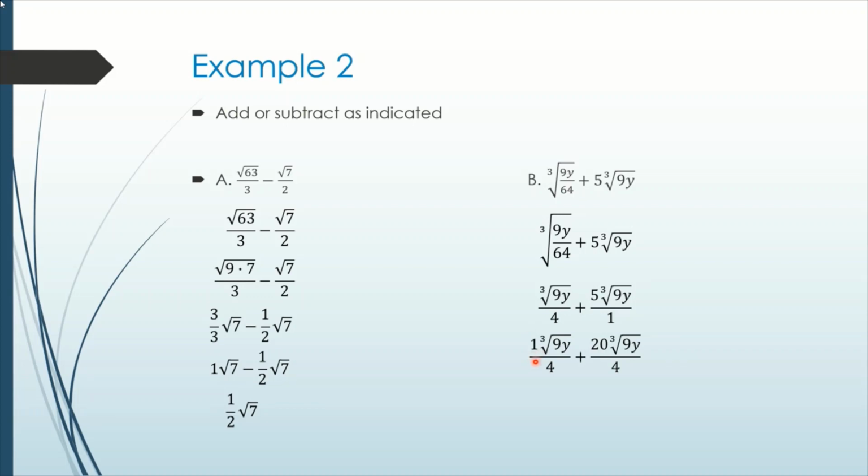I'm going to put a 1 here so that you can see the coefficient. So now, since the denominators are the same, I can add the numerators together. So 1 plus 20 is 21. So that would be 21 cube root of 9y over 4. And that's it as far as simplification is concerned.